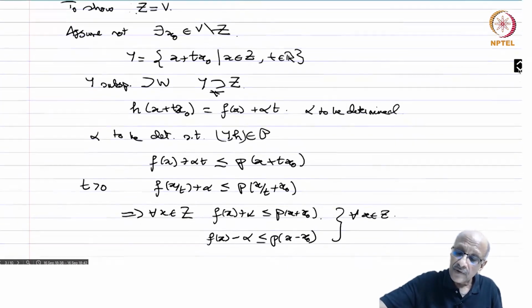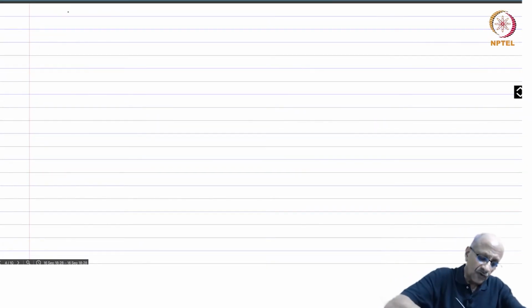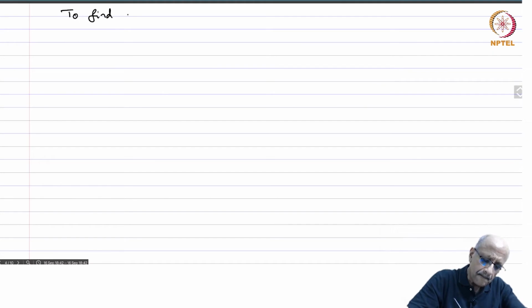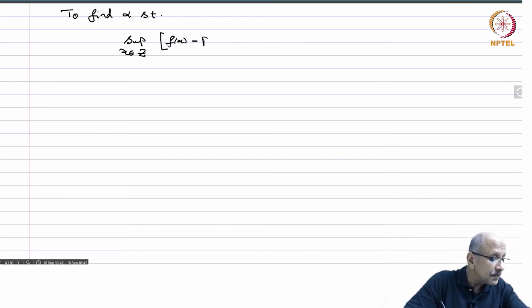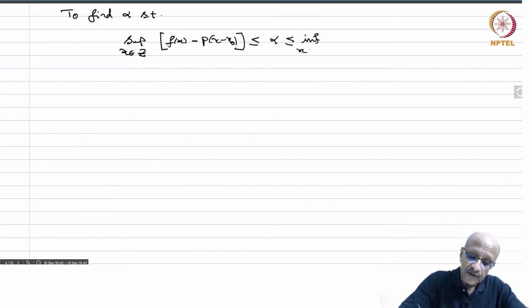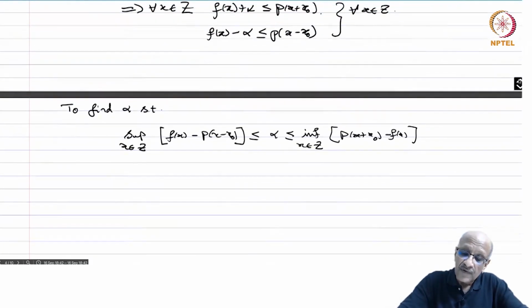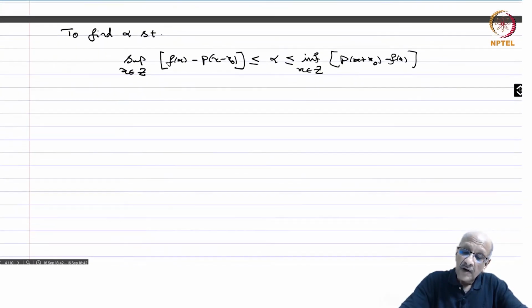So, what we want to do is to find alpha such that sup of x in Z, f of x minus P of x minus x naught, is less than or equal to alpha, less than or equal to inf of x in Z, P of x plus x naught minus f of x. If we can do this, then both the previous inequalities will be satisfied, and therefore we would have achieved our purpose.